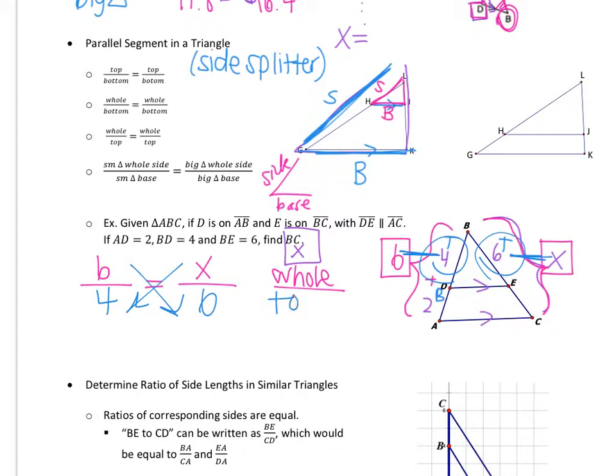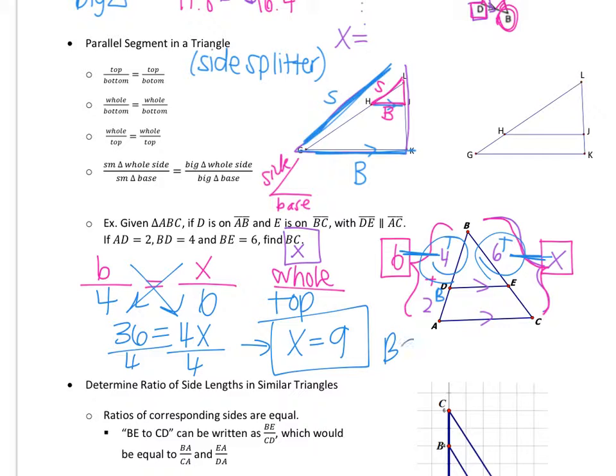So again, we went with whole over top. 6 times 6 is 36, equals 4 times x, which is 4x. Divide by 4. So then x equals 9, or in other words, BC equals 9. So again, you had options to set up this proportion, but the best and easiest option is to just go with whole over top.